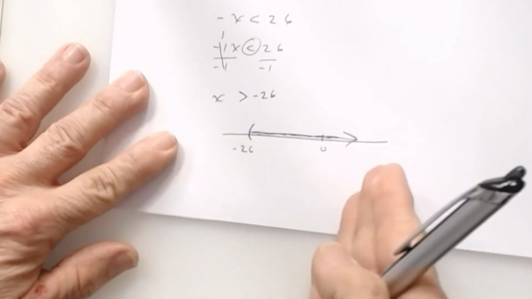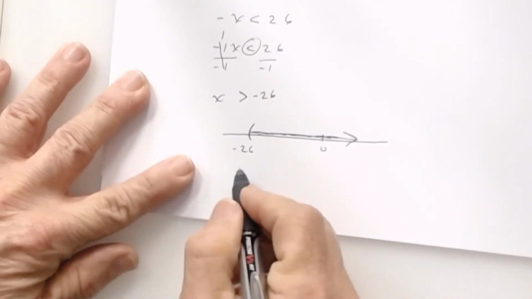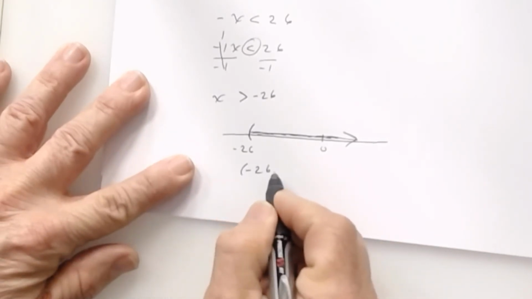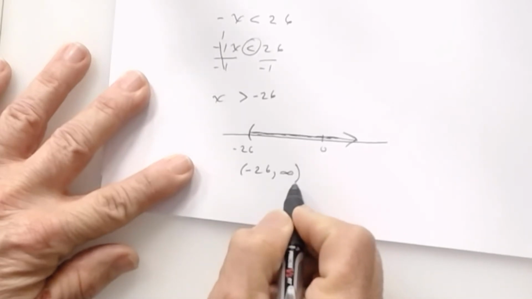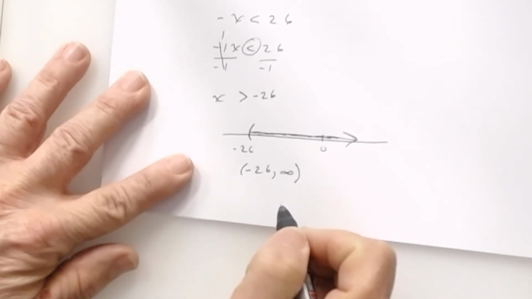Interval notation is read from left to right. So I start at negative 26 with a parenthesis, comma, infinity with a parenthesis. Okay?